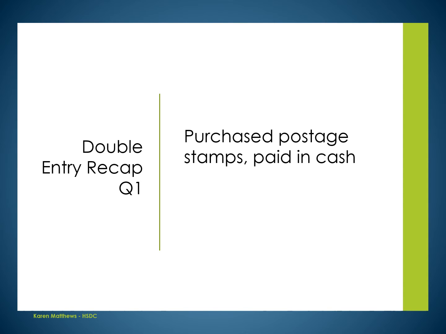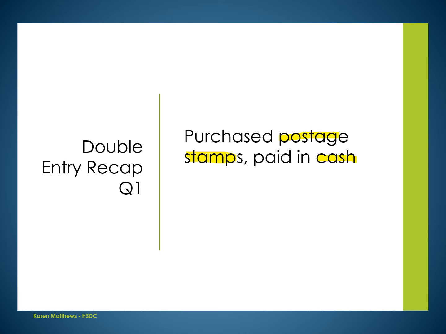So the first one we've got here is that the business purchased some postage stamps, that's quite a tongue twister, and paid in cash. So we need to identify here the two accounts that are involved. So we can see here we've got postage stamps, that's one of the accounts. So we're going to have a postage expense account within our ledger, and we've paid for it in cash. So that's the other side of it.